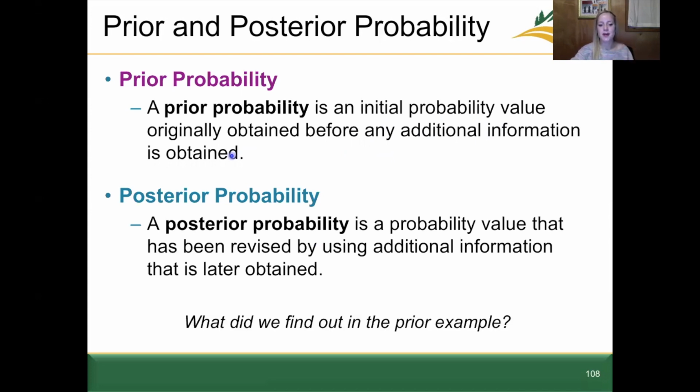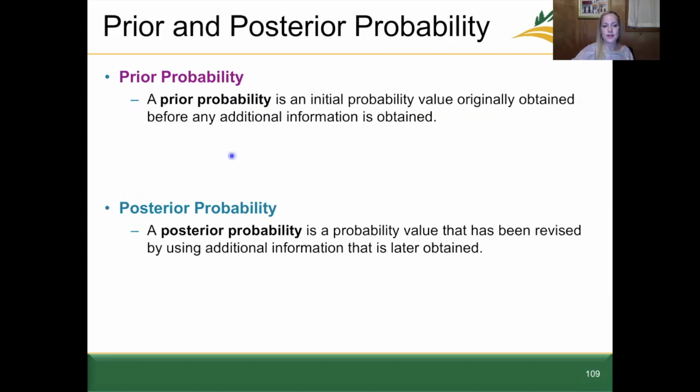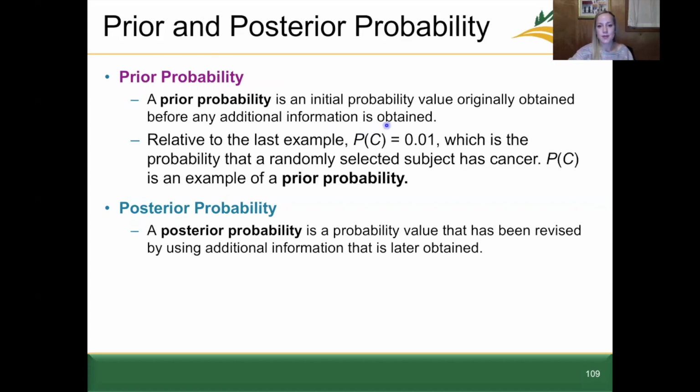Let's apply this terminology to our prior example with cancer patients. So here for the prior probability, the probability of a patient having cancer when randomly selected is 0.01 or 1%. This is an example of a prior probability. It's what would have been originally obtained before any additional information is given. So like the false positive and the true positive, for example, that's additional information that we got.